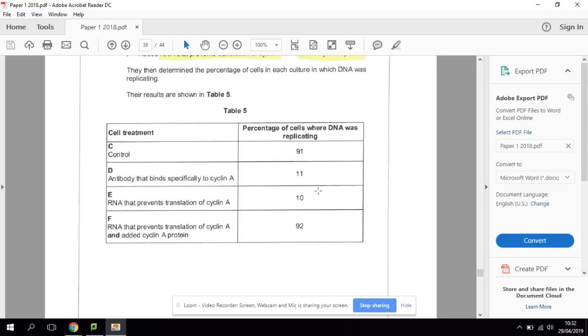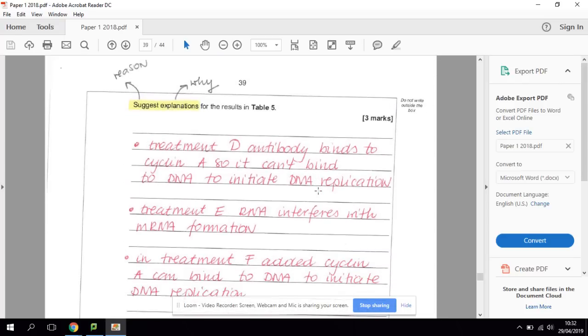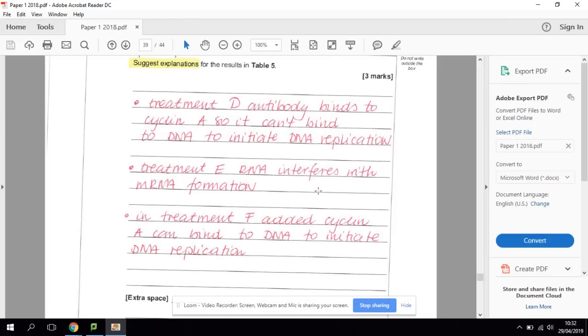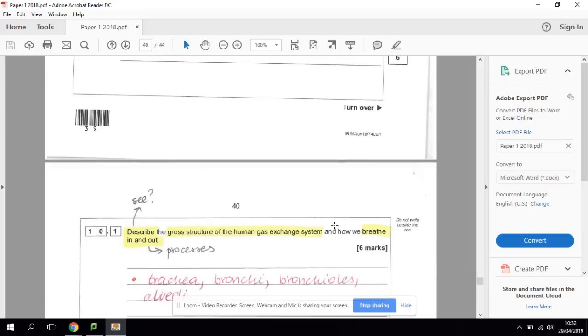Why are those low? Okay, so using your biological knowledge, in the treatment, the antibody binds to cyclin A, so it can't bind to DNA to initiate DNA replication. That's what we say, it's needed to start. Treatment E, then RNA interferes with mRNA formation, and in treatment F, added cyclin A can bind to DNA to initiate DNA replication. So hence we've got that high number.